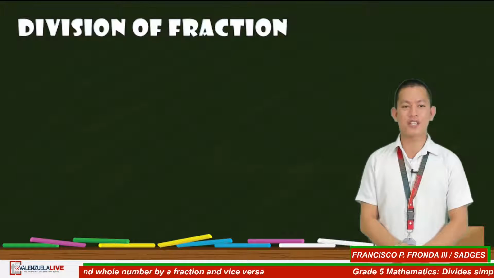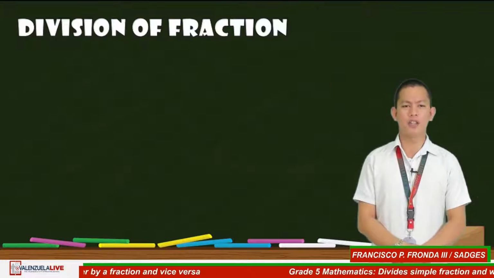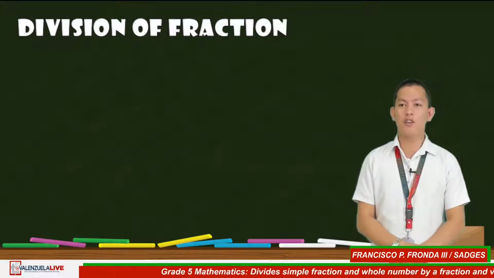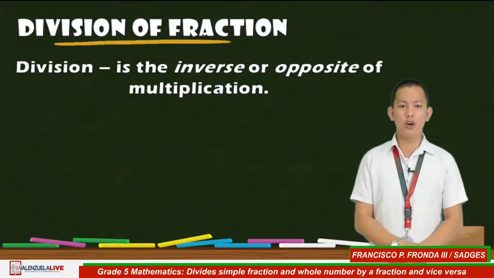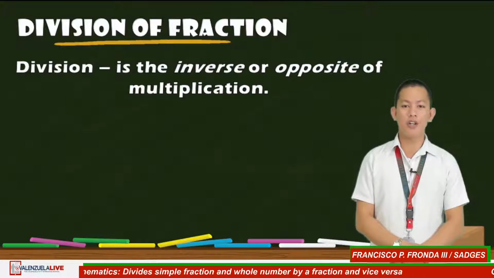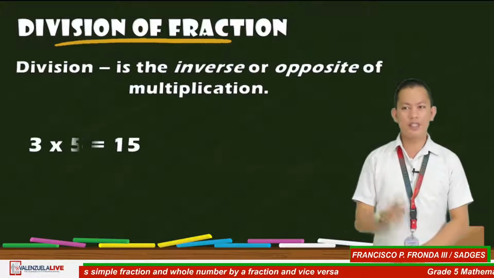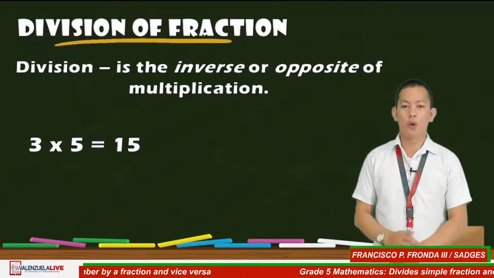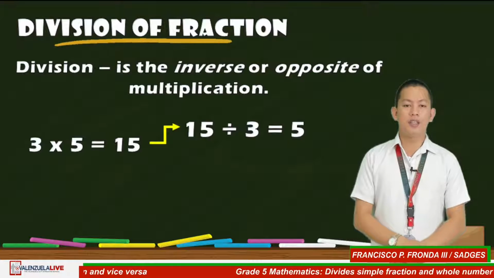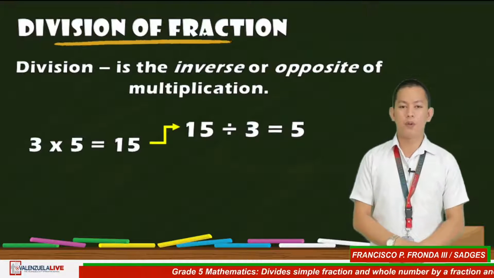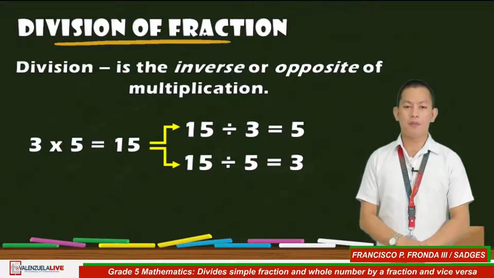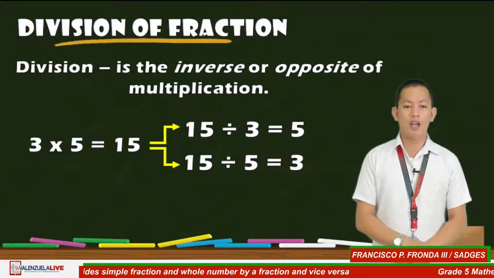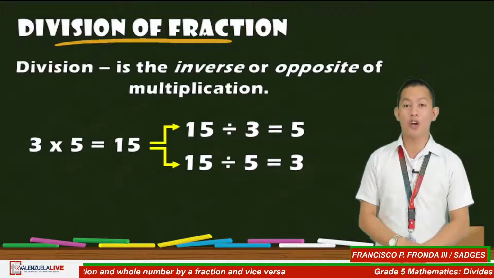Now, before we begin our discussion for this morning, here are some important terminologies that will help you to understand the concept about dividing fractions. Let's review what we know about division. Do you know that division is the inverse or the opposite of multiplication? Let's examine this example. 3 multiplied by 5 is equal to 15. When 15 is divided by 3, the quotient will be 5. When 15 is divided by 5, the quotient will be 3. Therefore, grade 5 learners, we can say that division is the inverse operation of multiplication.